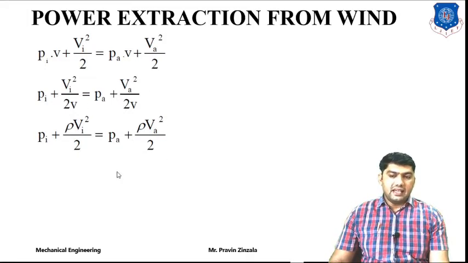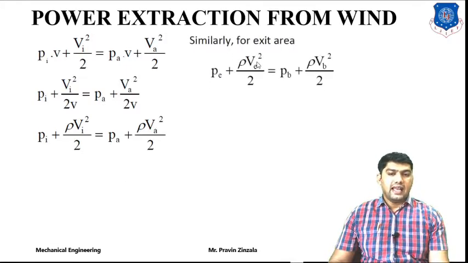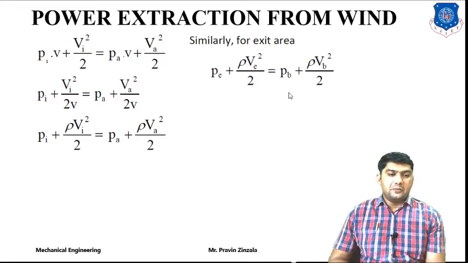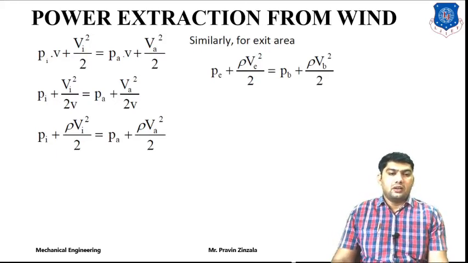By the same method, applying the energy equation to the exit side, meaning comparison between the outlet plane PB and exit side of the wind turbine, we will also get the same equation: Pe plus rho Ve square by 2 is equal to PB plus rho VB square by 2. So this is the energy equation at the incoming side and at the exit side. Our main purpose is to find out the pressure difference, meaning PA minus PB. So what is the pressure difference between the inlet and outlet plane of the wind turbine?